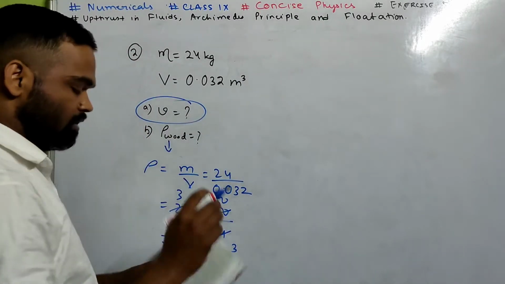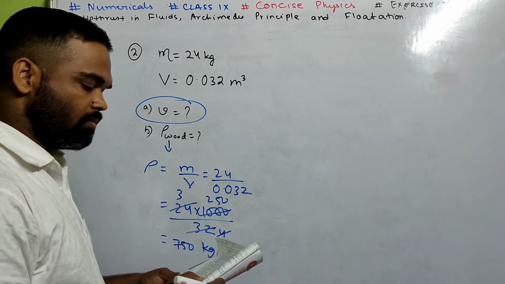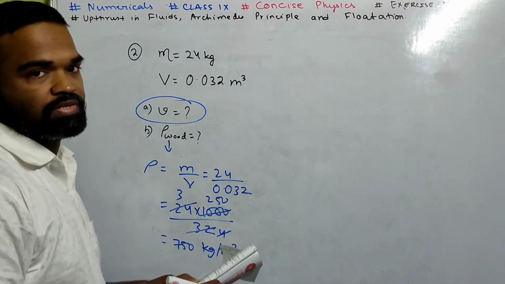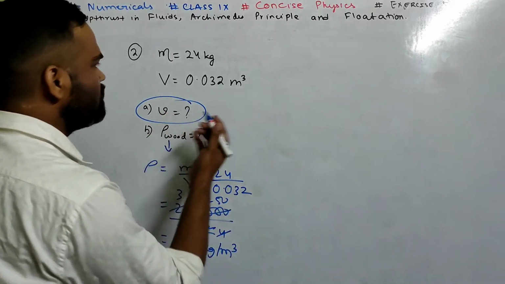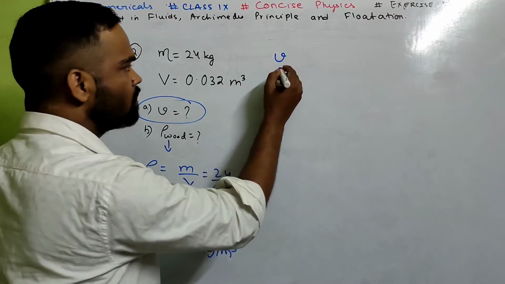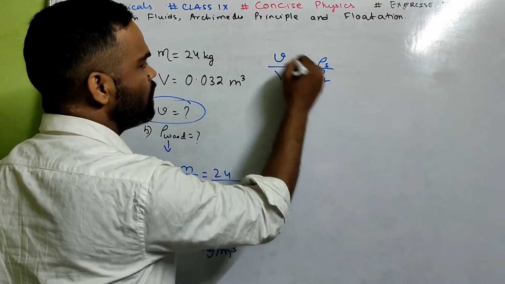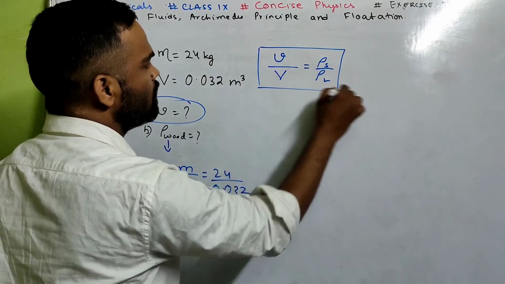Okay. Now what they asked. Volume of the wood immersed. Yeah. Volume of the block below the surface of water. Very easy. We just did a relation. Volume below the surface of water by total volume equals density of the solid by density of the liquid. Yes or no? Simplify.